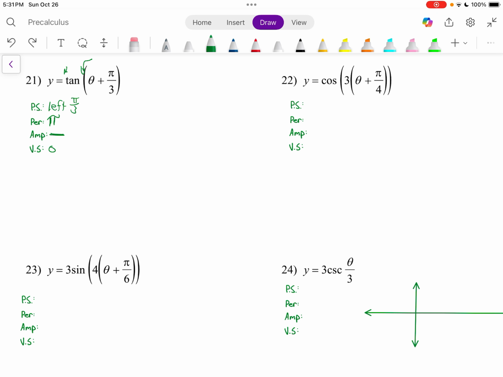So what we'll do here is we'll draw our x-axis. We're not going to put the y-axis in yet because we have a phase shift. So we're going to put our starting point. We're going left pi over 3, so negative pi over 3 is our starting point. We add the period to that. So we're going to put in an ending spot here. Negative pi over 3 plus pi, which we can get a common denominator. So negative pi over 3 plus 3 pi over 3 is 2 pi over 3. That is our ending point.